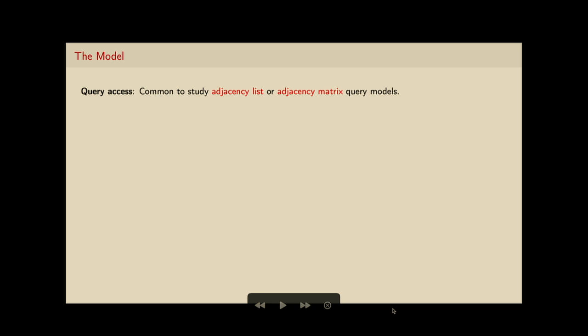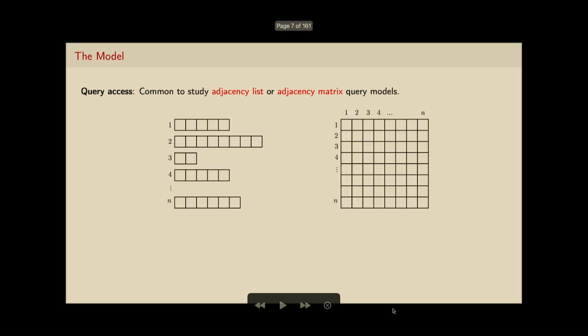Two models are common for graph problems. The adjacency list model and the adjacency matrix model. Basically, we have query access to the graph. In the adjacency list model, for every vertex, we have a list of the IDs of its neighbors. We can query this list for every vertex. In return, we are given the IDs of those neighbors. In the adjacency matrix model, we have an n by n Boolean matrix. You can query if these 2 vertices are adjacent or not.